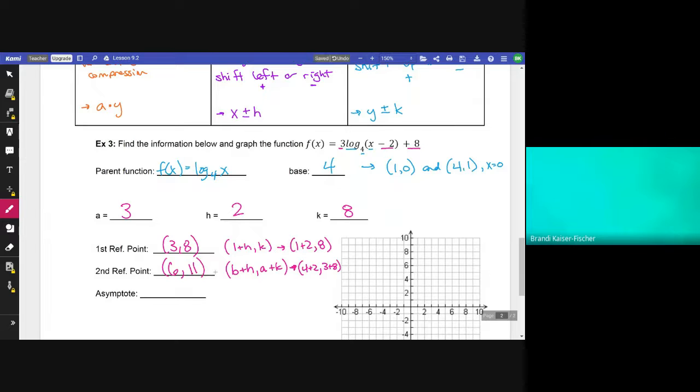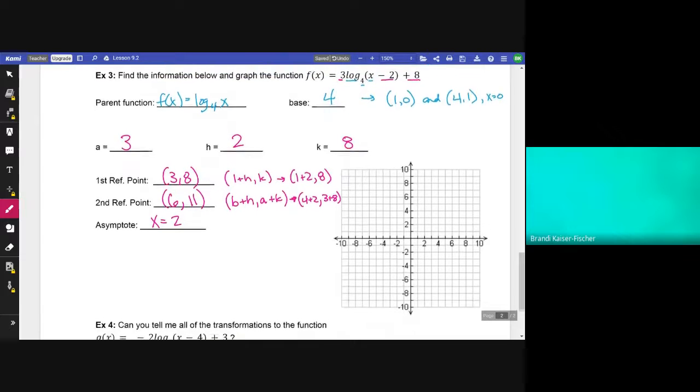Notice that 11 might not go on my 10 by 10 grid, but that's okay. We'll just estimate where it is so you can see where the shape would happen. And then lastly, our asymptote, it's supposed to be the value of x equals h. So we need to put the x equals. Remember, that's what makes it an equation. And then our h is 2, so we'll put a 2 there.